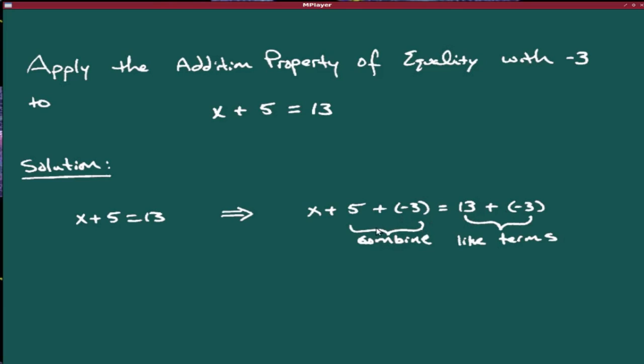Now, something that I can do further from there, I've got these like terms, so I can combine the like terms, the 5 and the -3, and I can combine the 13 and the -3. And what that will end up giving me as my final answer is x plus 2 is equal to 10. So if I've got 5 plus a -3, that's going to be a positive 2. And 13 plus a -3 is going to give me 10. So if I apply the addition property of equality with -3 to an equation, x plus 5 is equal to 13, I get x plus 2 is equal to 10.